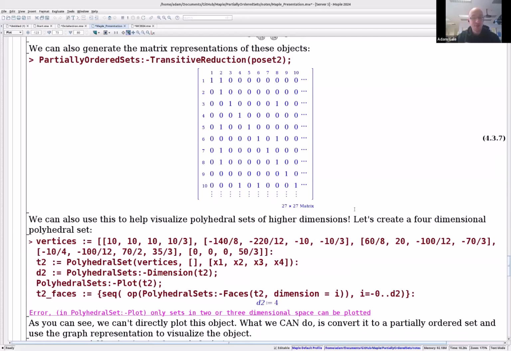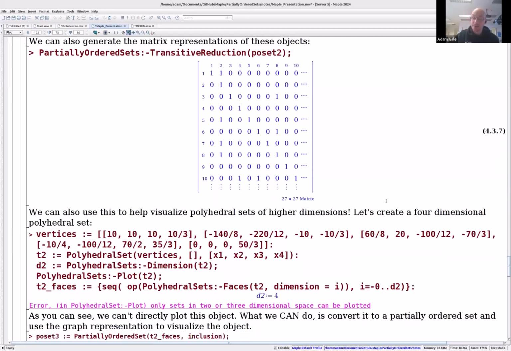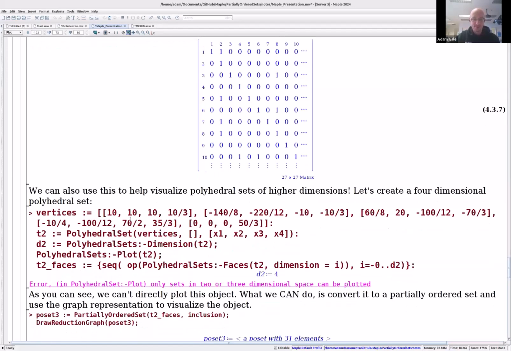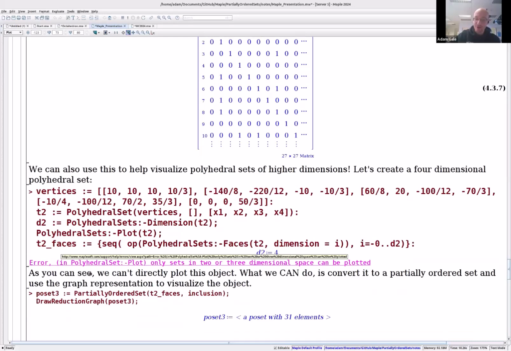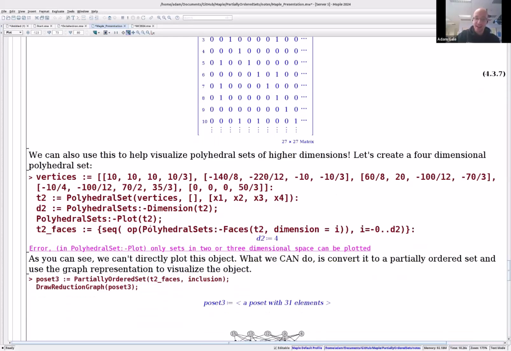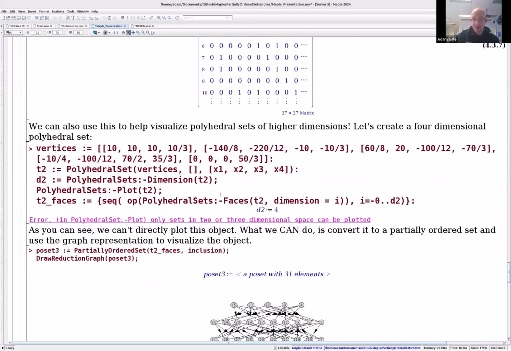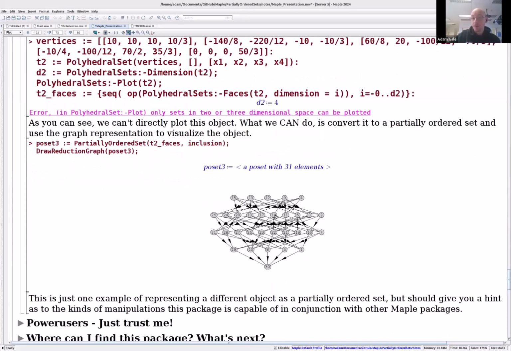We can also use this to help visualize polyhedral sets of higher dimensions. Let's create a 4-dimensional polyhedral set. As you can see, we can't exactly plot a 4-dimensional polyhedral set. However, we can convert it to a partially ordered set and then use the graph representation to help us visualize the object. So our 4-dimensional object that can't be plotted can be turned into a partially ordered set, which can help us visualize the representation.